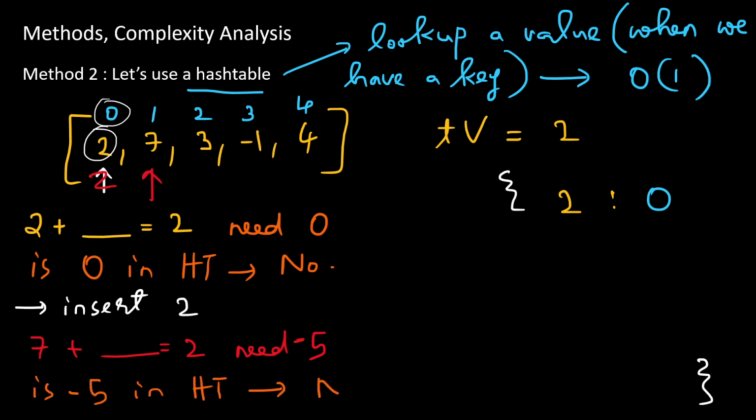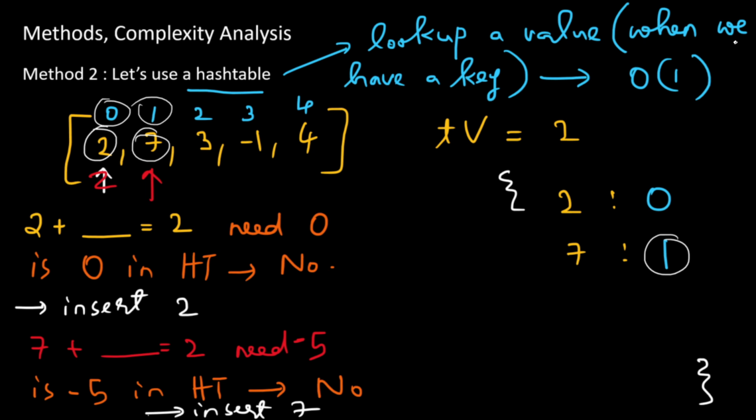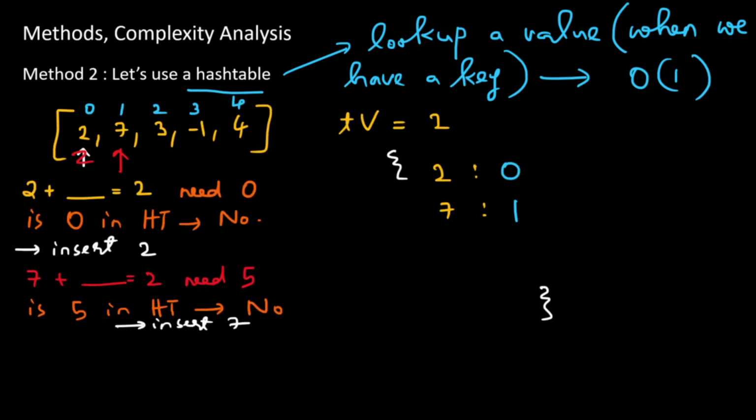So what do we do? We insert this 7 into the hash table. So that's what we're going to do. We're inserting the array elements into the hash table. So let's insert 7 and 1. So this 7 is the value of the array, right? This is the key of the hash table, but that's the value which you have in the array. And over here, this 1 is this index. All right. Now let's make some space.